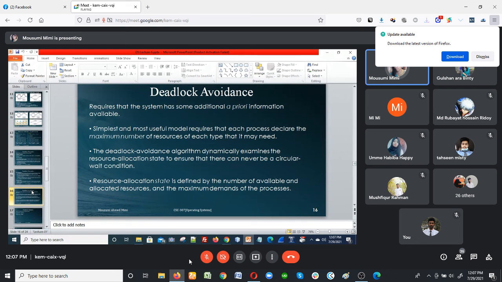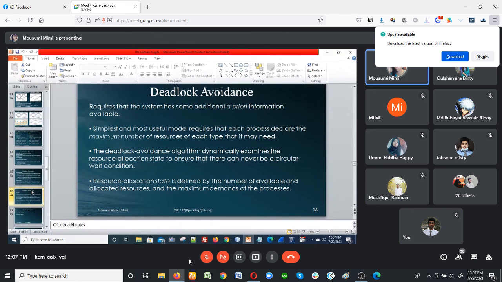Now, deadlock avoidance. To handle deadlock, the first one is deadlock prevention. Deadlock prevention means that deadlock has already happened, and now how can you remove it? That is called deadlock prevention. Now deadlock avoidance means that deadlock does not occur at all, and you have to be very careful that you don't allow your processes to get into a deadlock. That is called deadlock avoidance.